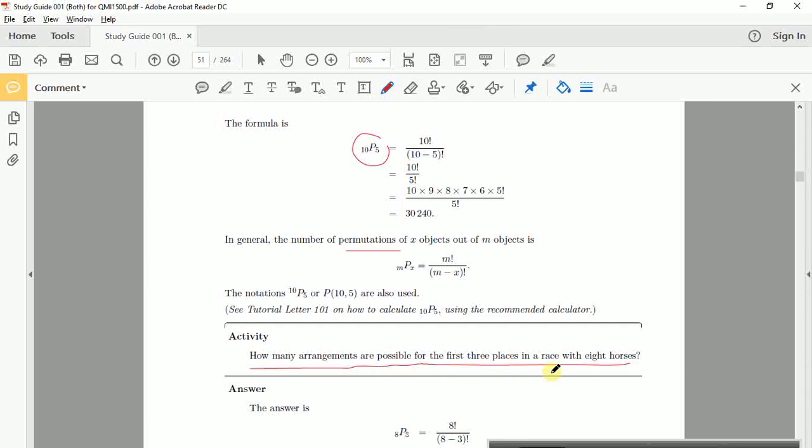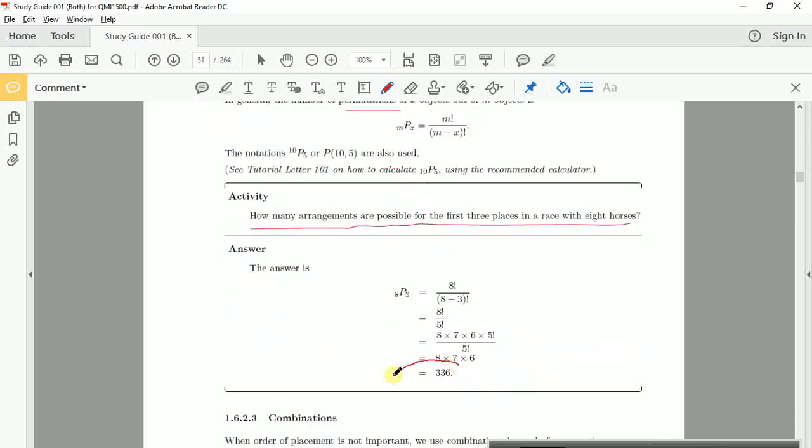There, NPR. Yes. Okay, so N is the number of horses. So 8, then shift P. Okay, I've got 3 places on offer. There's 336 different possibilities. That's so awesome, working it out with the calculator.